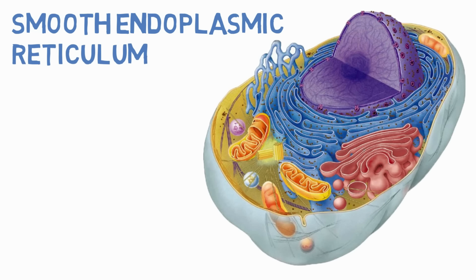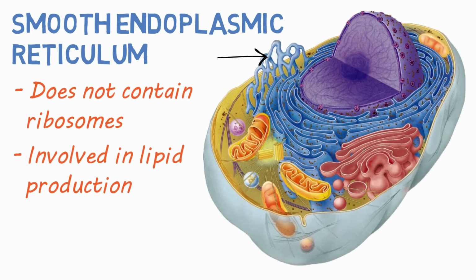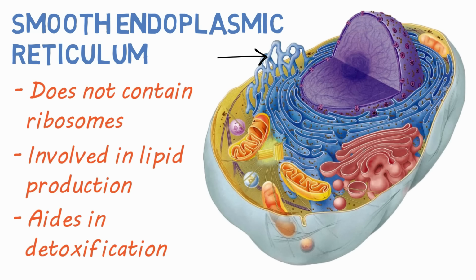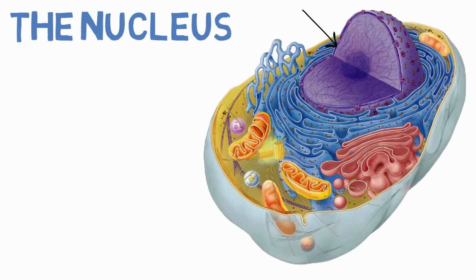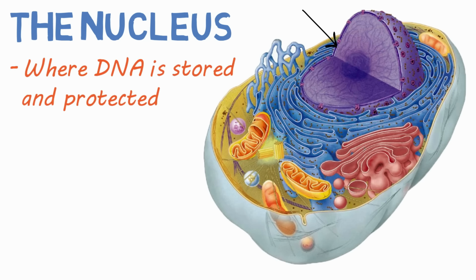The smooth endoplasmic reticulum, or smooth ER, does not contain ribosomes and is involved with the production of lipids and aids in detoxification. The nucleus is the center of the cell, not necessarily in location, but in function. This is where your DNA is stored and protected.